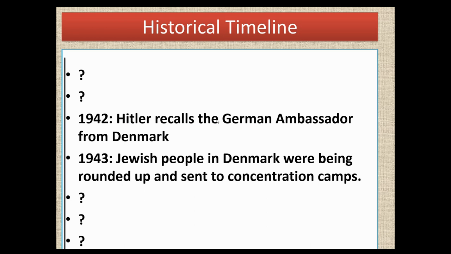But for the historical events that we can probably fit around Anne Marie's story, in 1942, Hitler recalls the German ambassador from Denmark. In 1943, Jewish people in Denmark were being rounded up and sent to concentration camps. And so these events were happening within the world and within parts of Anne Marie's world that could have had a direct impact on her. So as you are reading your historical fiction books, you want to figure out what your main character's timeline is and how it fits into the real world events that happened.